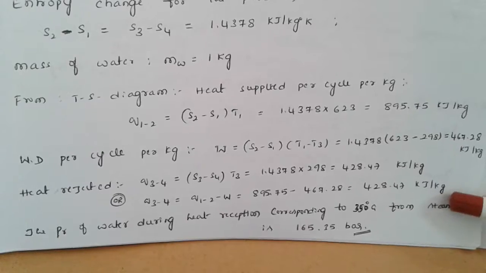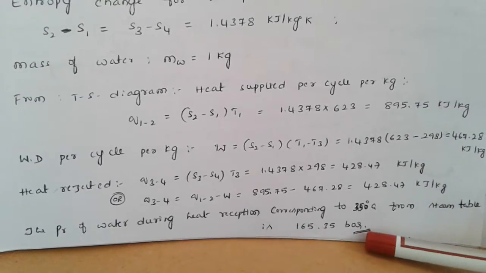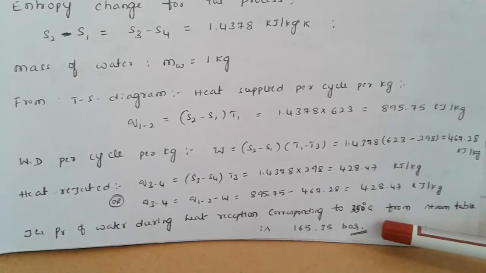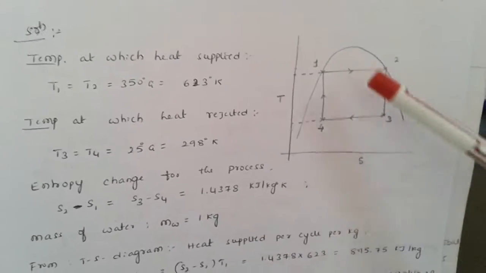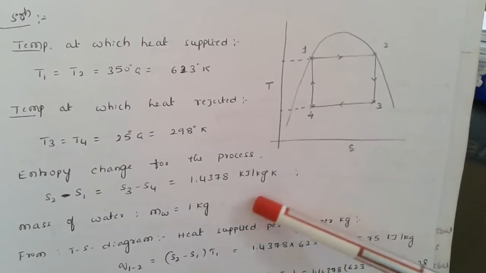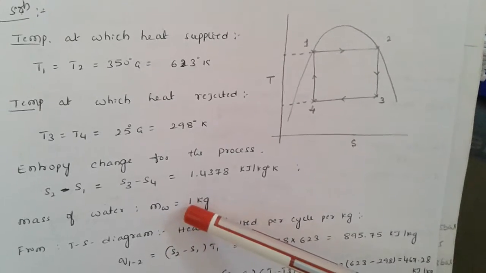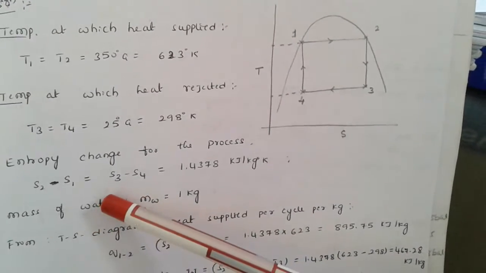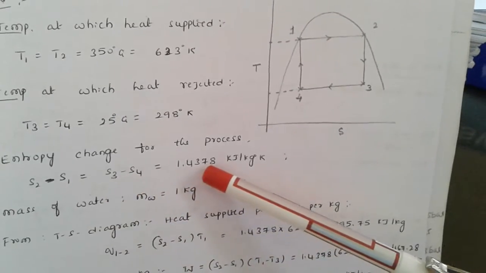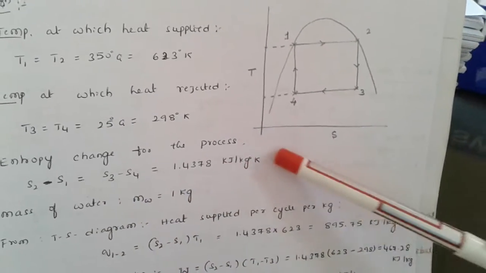Then the pressure during heat reception, corresponding to 350 degrees, you can note from the steam table: 165.35 bar. It is a very simple problem on the Carnot cycle. Here, for the heat rejection and heat addition processes, the entropy change for this process, S2 minus S1 is equal to S3 minus S4, is equal to 1.437. This is mentioned in the problem.